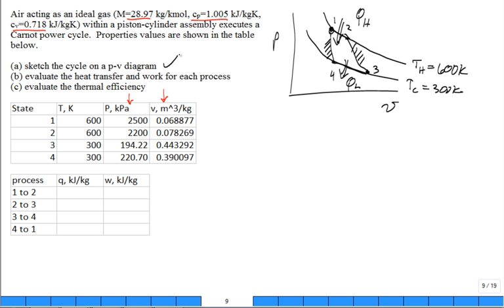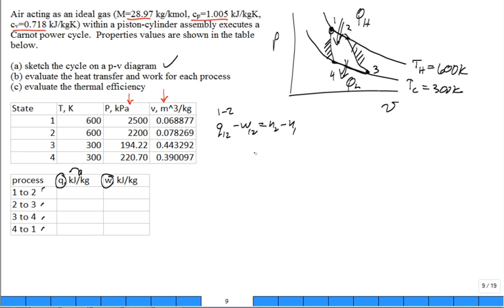We want to evaluate the heat transfer and the work transfer for each process. There's 4 processes. I need 8 answers. I need 4 Q's and 4 W's. Now, why do they put the lowercase q and the lowercase w? Look at the units. It's per unit mass. So let's write the first law for the process 1 to 2. Q 1 to 2 in minus the work 1 to 2 out is equal to U2 minus U1. Neglect changes in kinetic and potential energy.